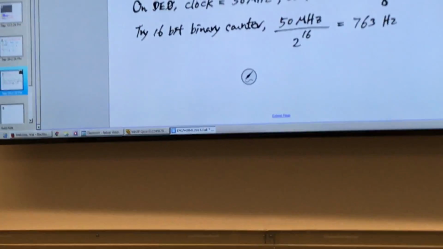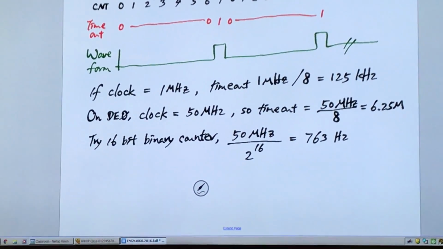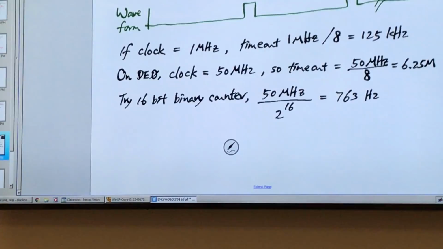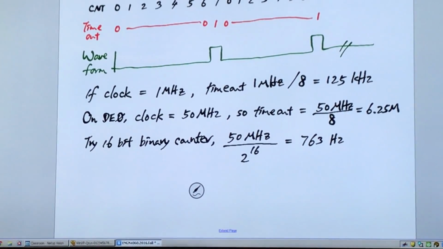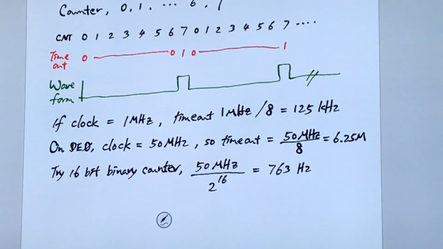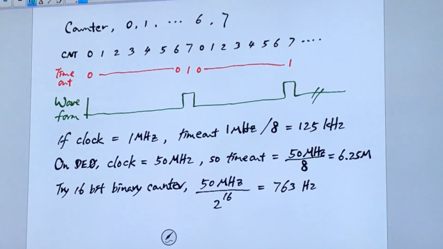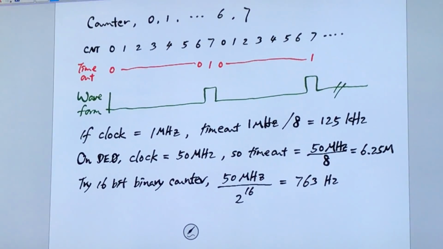Okay? So the first thing is you need to create a counter that is 16-bit binary up counting. And then you will time out at the end of the cycle for 1 cycle only. Okay? All right? So far, so good. So this will give us the frequency. Now, how do we manage the duty cycle? This is the next topic.